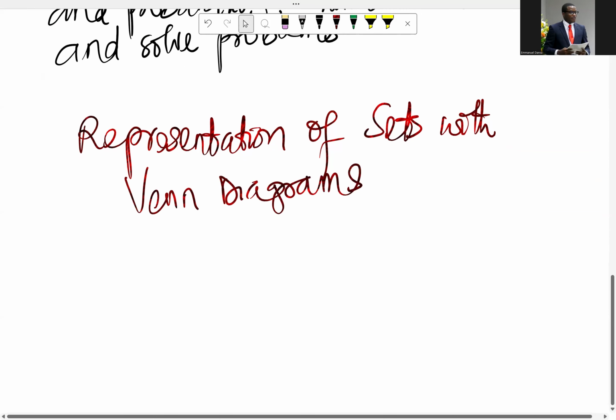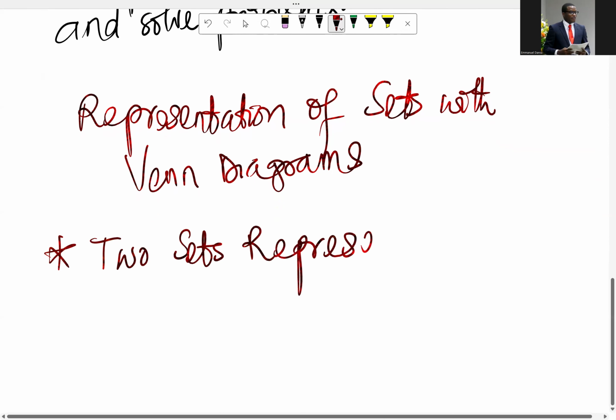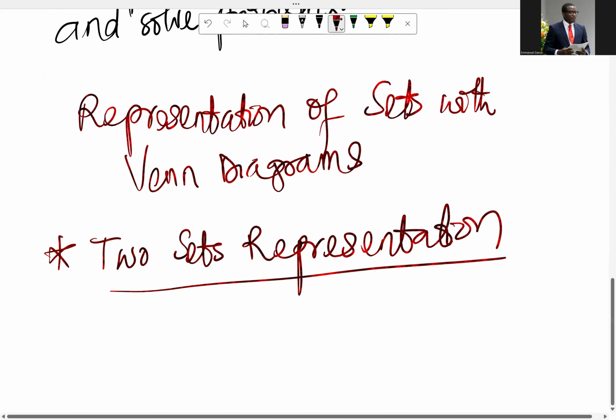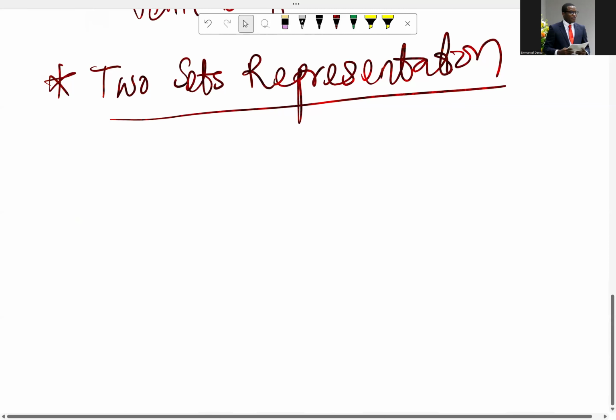Okay, so when we talk about the representation, the first case we'll be considering will be two sets. So two sets representation. I'll do three set representation in the next video. But the first thing I like to do is to show all the possibilities we have with two sets for a Venn diagram, every possibility as much as possible.